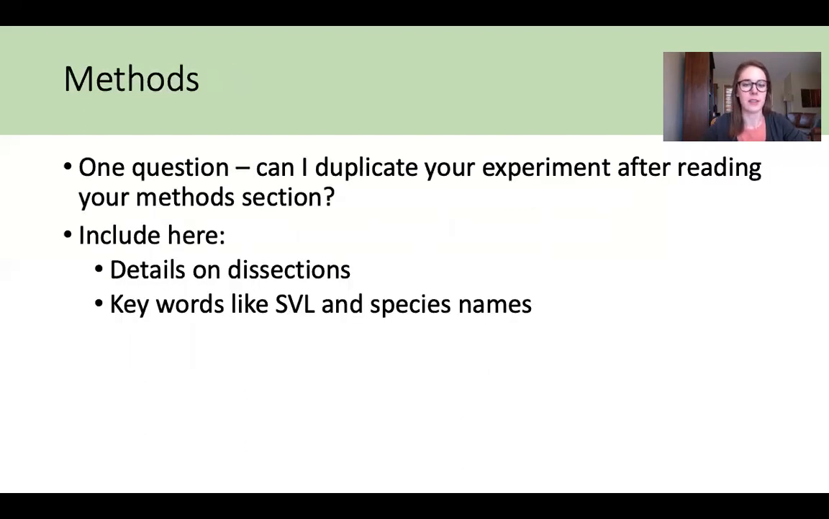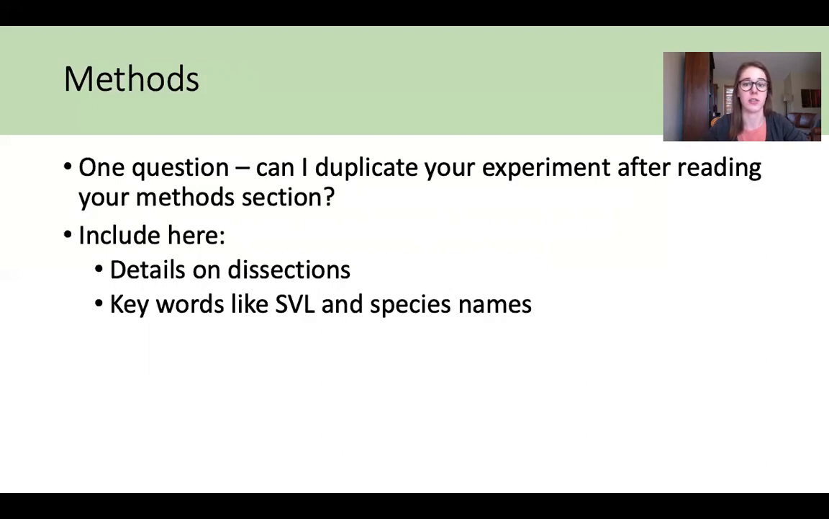Okay, for the method section, ask yourself, would my instructor be able to duplicate my experiment after reading my method section? If the answer is yes, then you probably have a good method section. If the answer is no, you're probably missing some details. So think about key words here, like how you did the dissections and what units you used to measure those things.